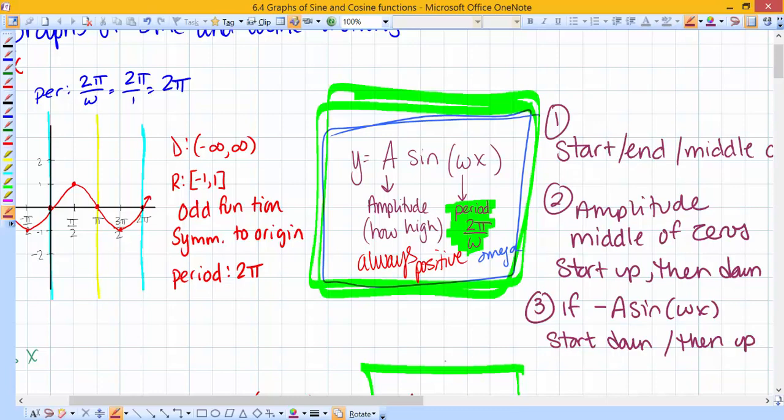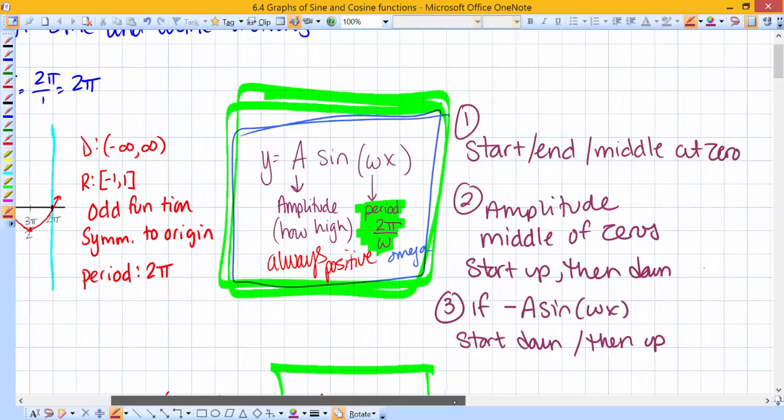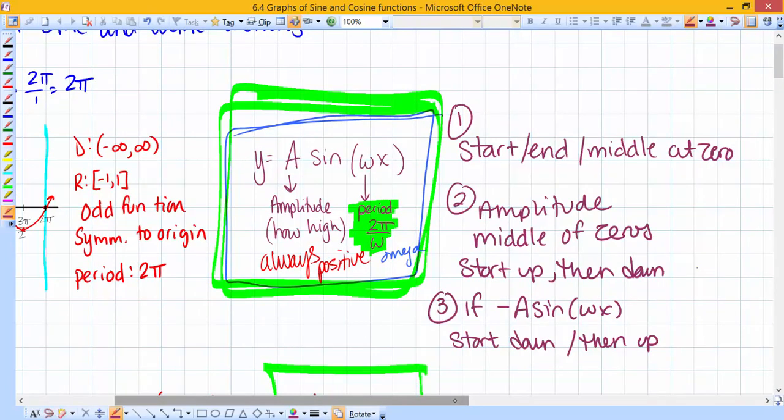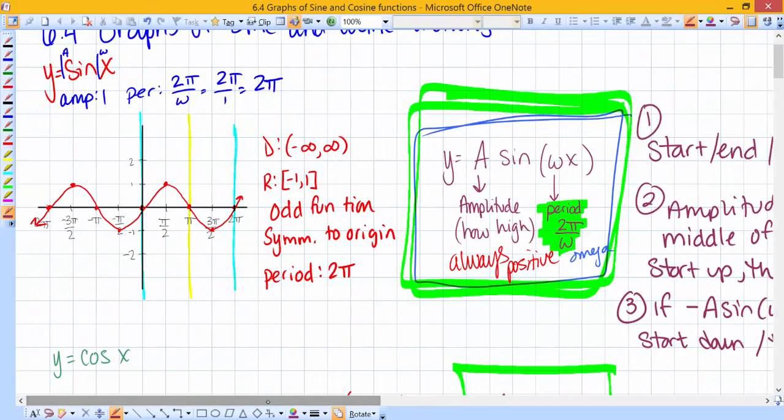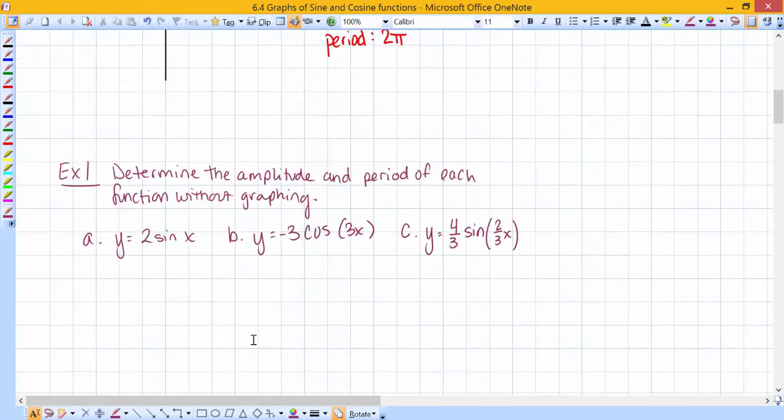So lots of things that we need to make sure we remember and pay attention to. And if you haven't added this to your foldable yet, you need to. And it might be something you want to transfer to your cheat sheet for our assessment for the chapter. All right, let's take this and apply it to another graph.